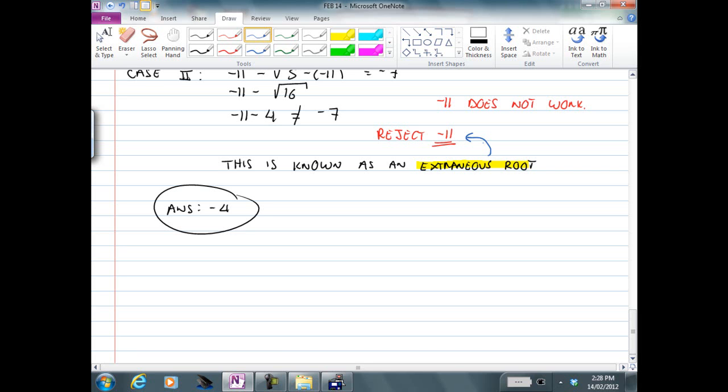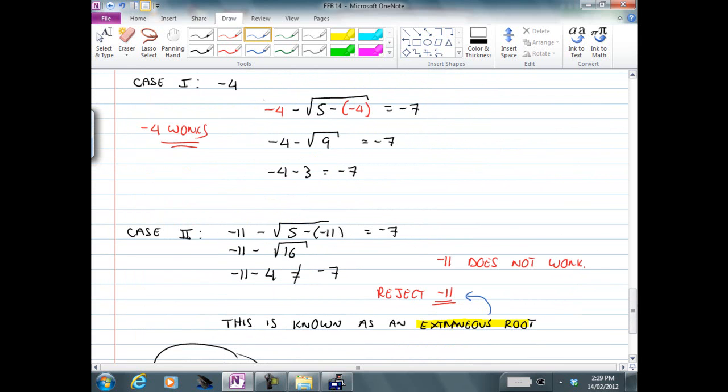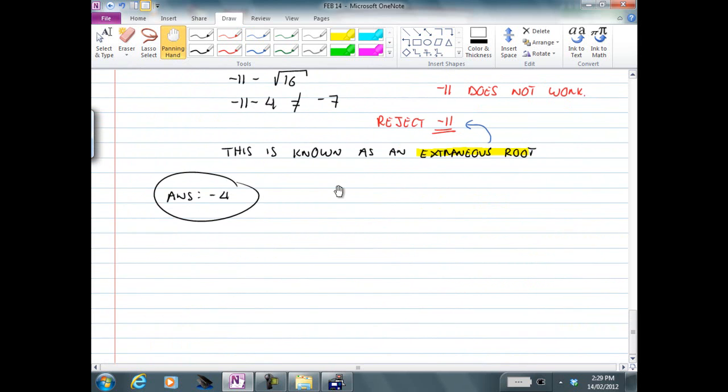One last question? If they don't ask for the extraneous root, can you just put -4? Yep. But when you work with this, you're going to have -4, -11. You're only going to circle -4. That's fine. Try this last one, and this is where we're going to end off our lesson for today.